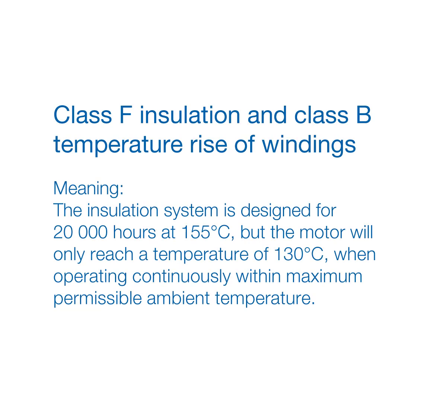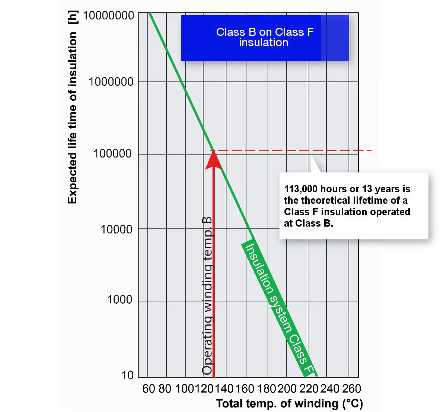For comparison, Class F insulation and Class B temperature rise of windings. Meaning, the insulation system is designed for 20,000 hours at 155 degrees, but the motor will only reach a temperature of 130 degrees when operating continuously within maximum permissible ambient temperature. 113,000 hours or 13 years is the theoretical lifetime of a Class F insulation operated at Class B.